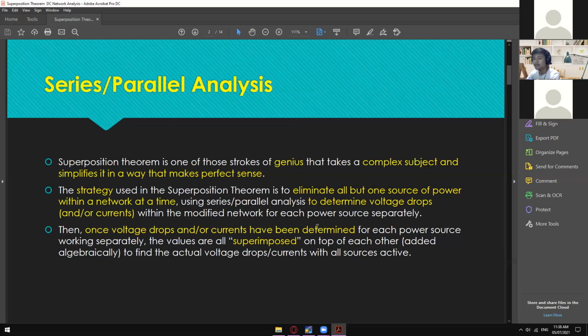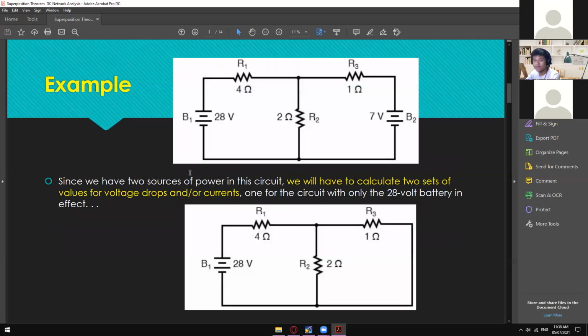Okay. All right. So without a further delay, let's have this example. So as you guys can see, we have the same example like what we have used in Maxwell theorem. So we have 28 volts right here, 4 ohms, 2 ohms, 1 ohm, and then 7 volts right here. So superposition theorem is applicable since we have two voltage sources.